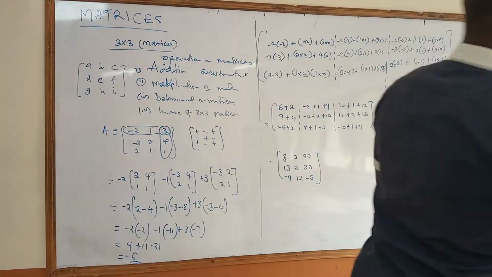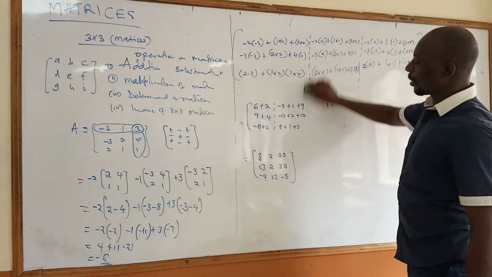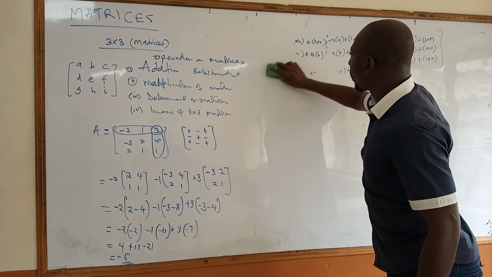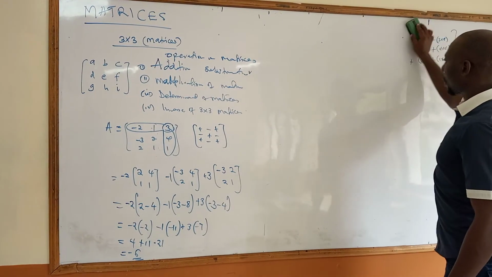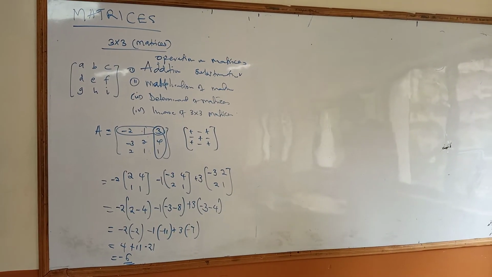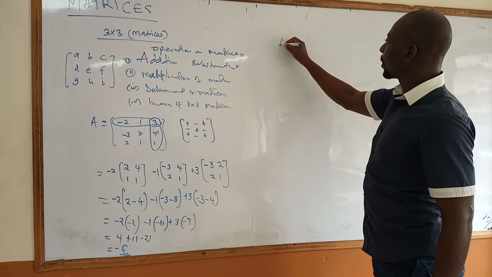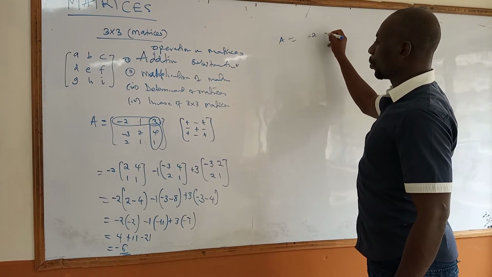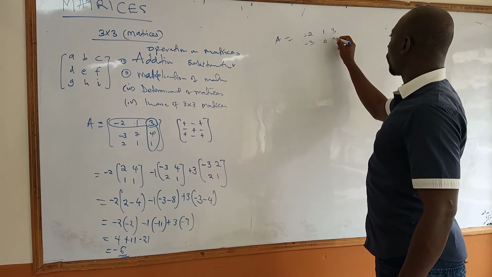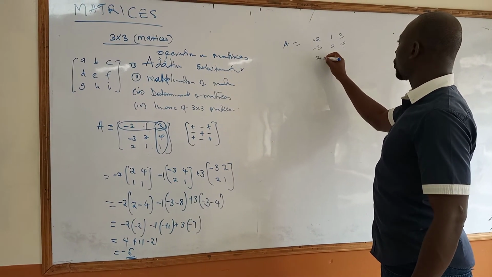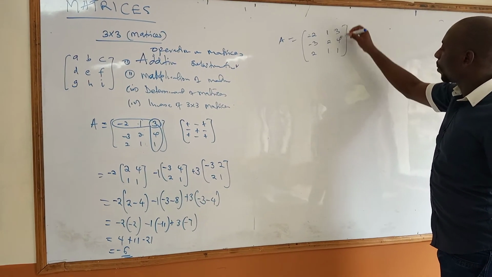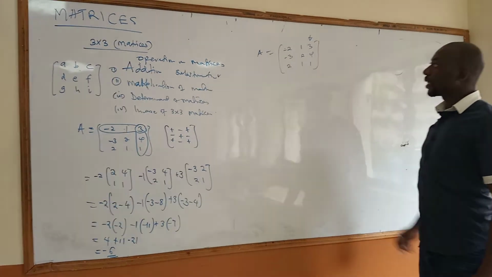So you can even use that one. We performed the determinant of that matrix using the first column. You can even use the first row. I mean, you can use any column to get the same thing. So let's use any one column. Our matrix was -2, 1, 3, -3, 2, 4, 2, 1, 1. So let's use the third column to get the determinant.